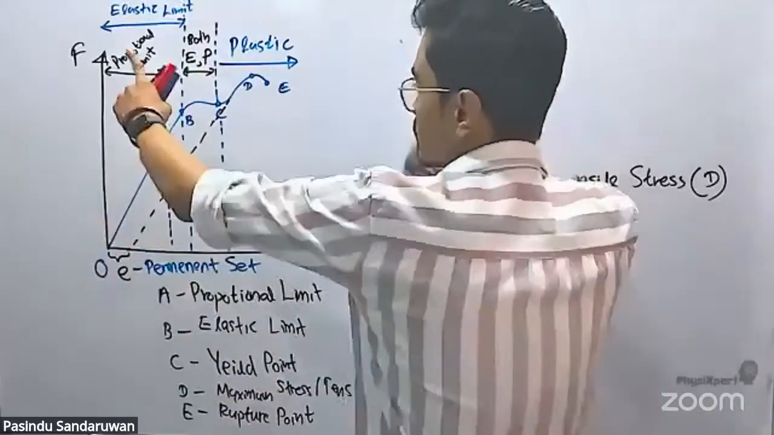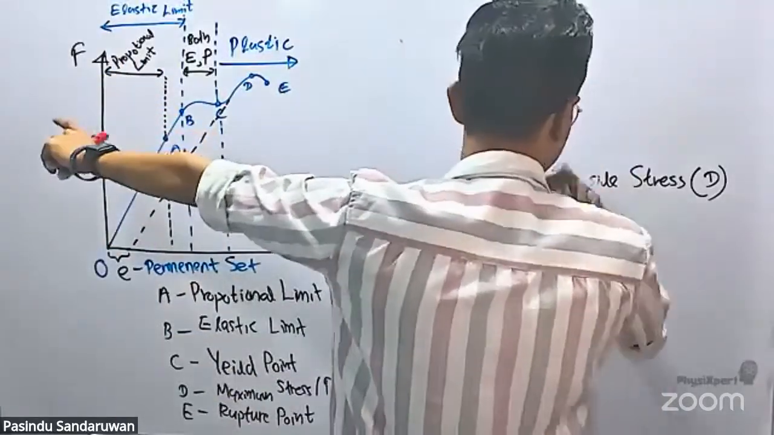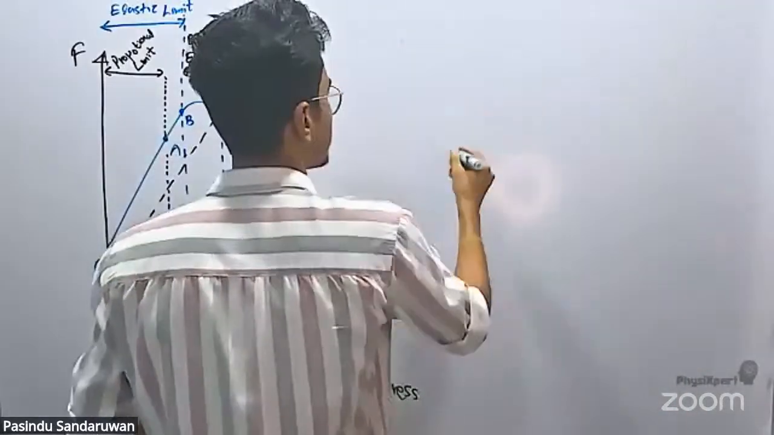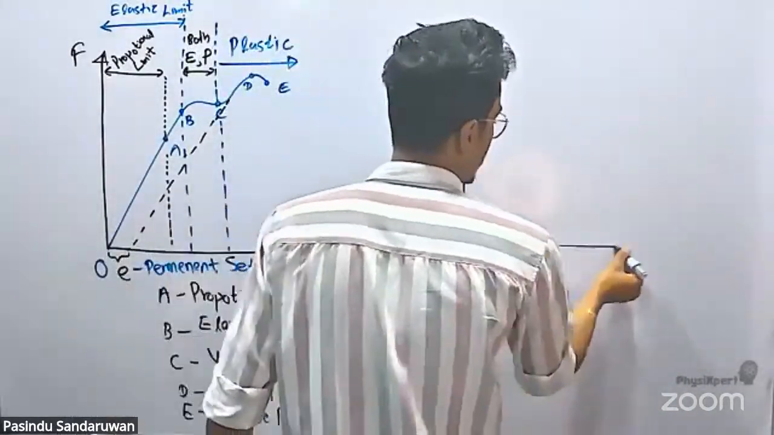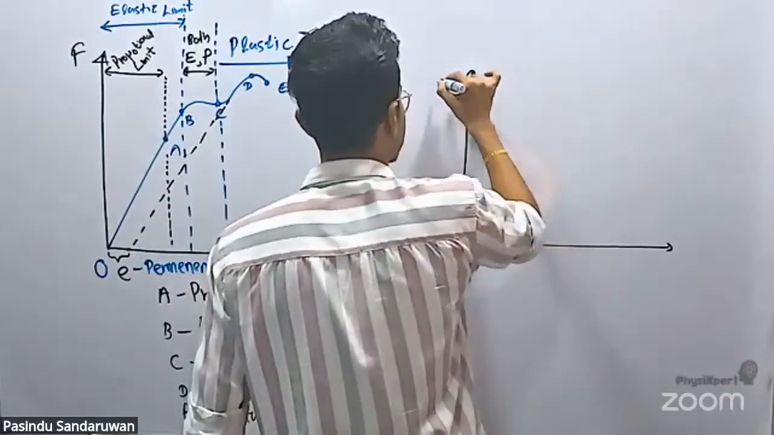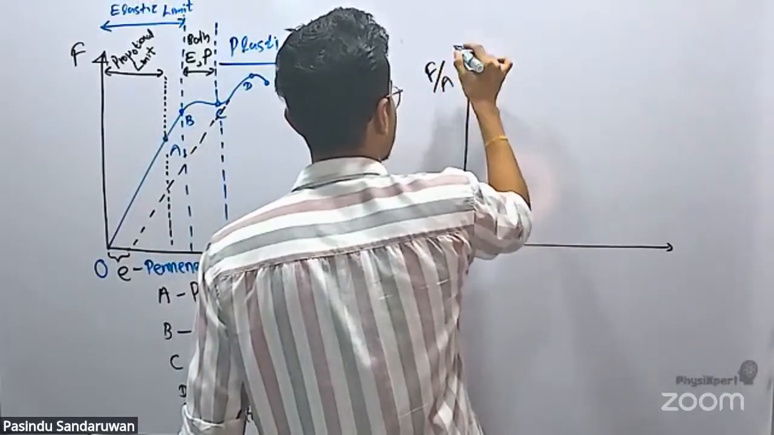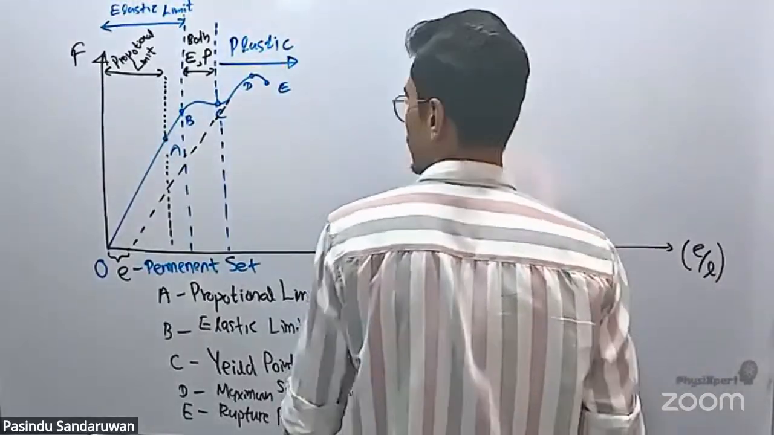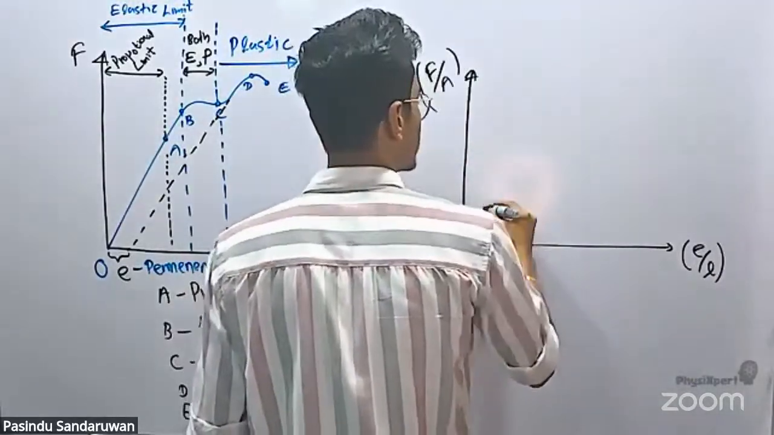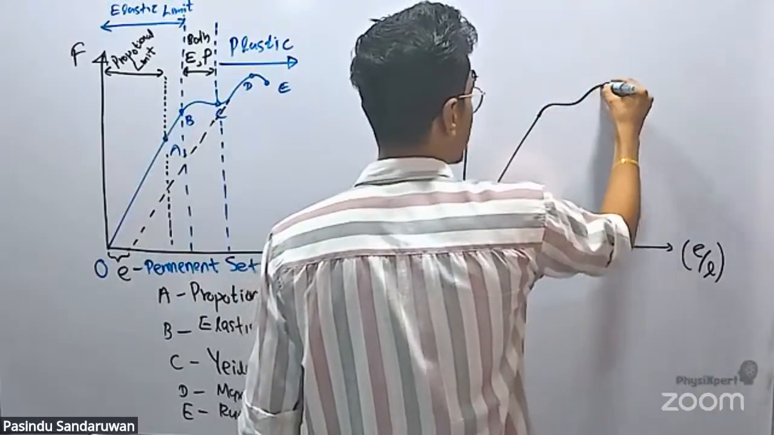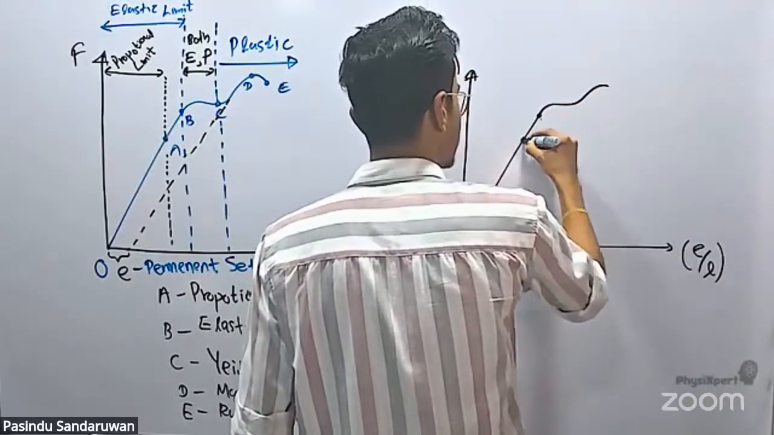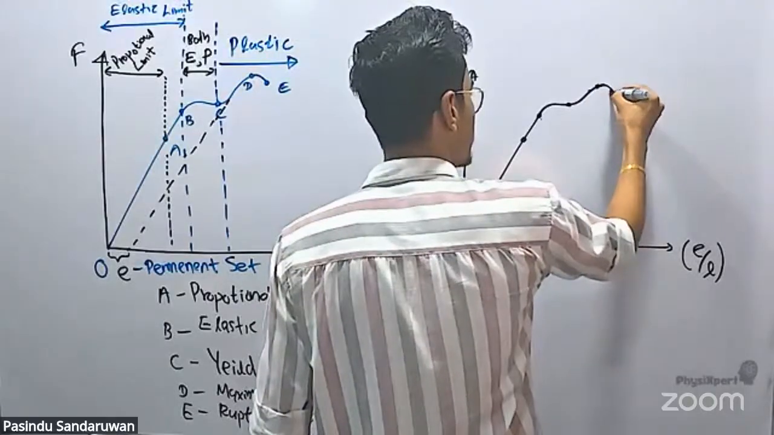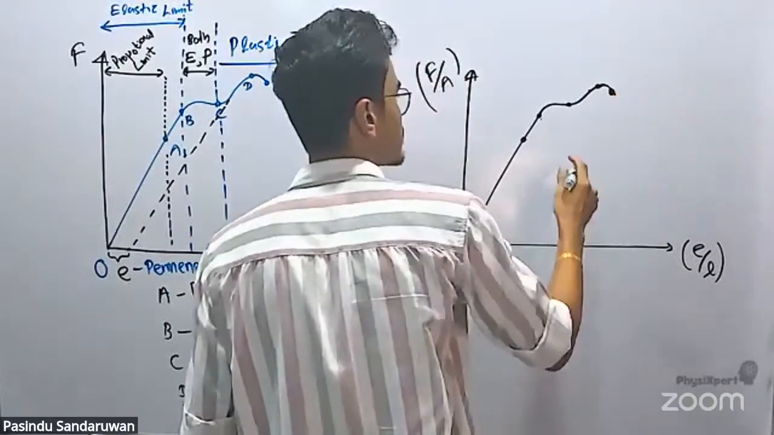Now, without giving F-E, the standard graph we have is F-E. So, if the graph is a plot between stress and strain, F over A and E over L, right, still the graph is the same. Even though it is a plot between these two, still the graph would be the same.